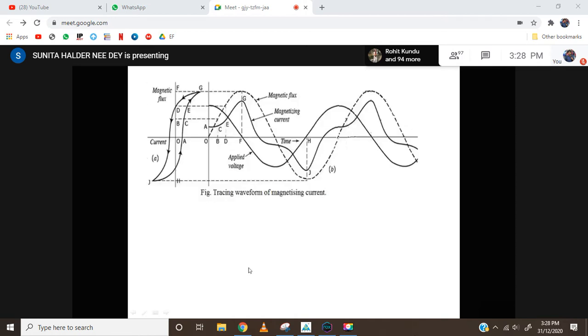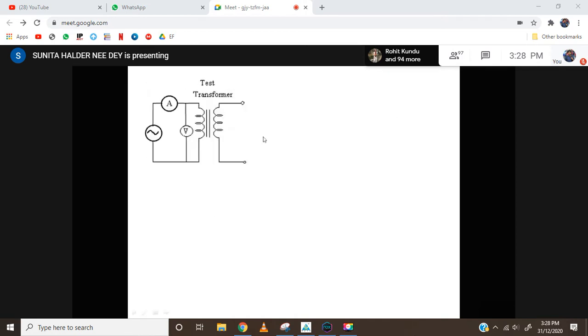Magnetizing current is, when the transformer is at no load and we apply voltage, the current in the primary. That is the magnetizing current, because that will produce the flux within the primary, within the core. Due to that, there will be an induced EMF in the secondary winding, and we shall get voltage at the secondary. So this is the magnetizing current.